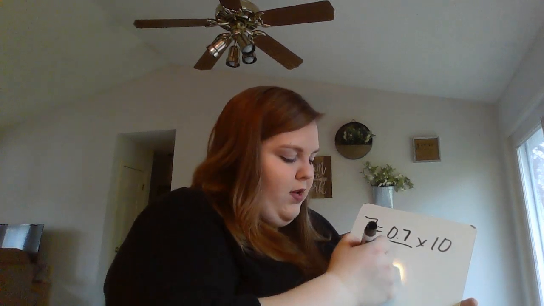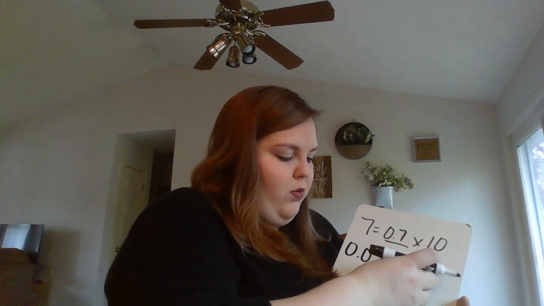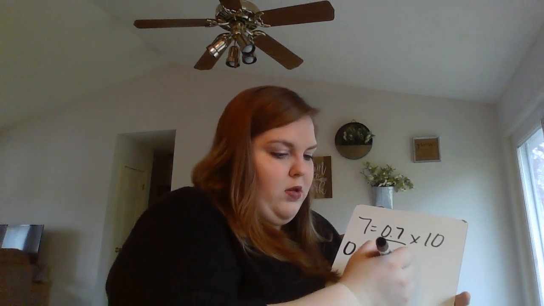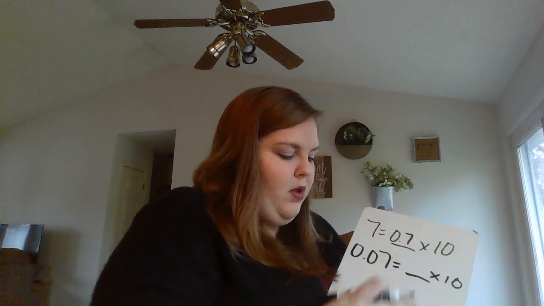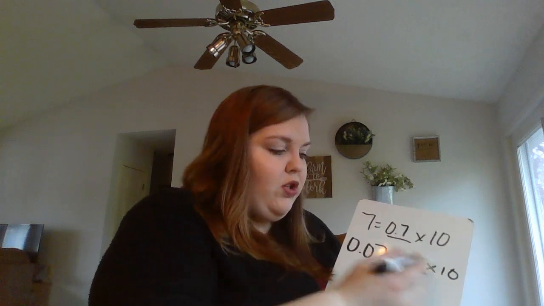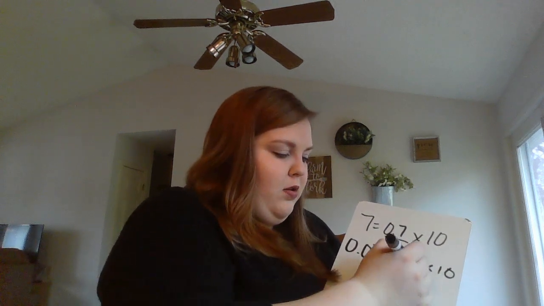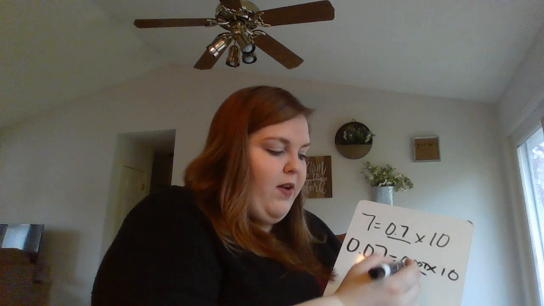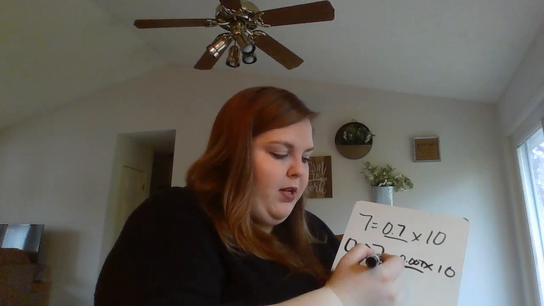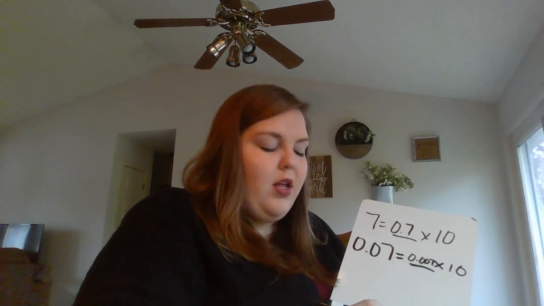The next one I have is 7/100 equals some number times 10. Again, think backwards. 7/100 divided by 10. If I move it one spot when I multiply, I'm going to get this answer. So this would be 7/1000.